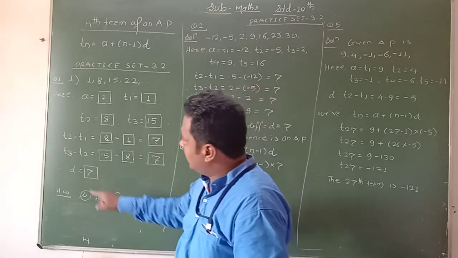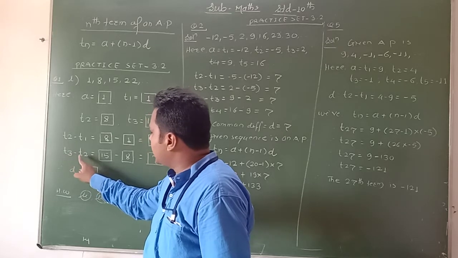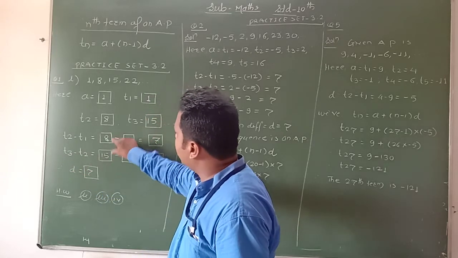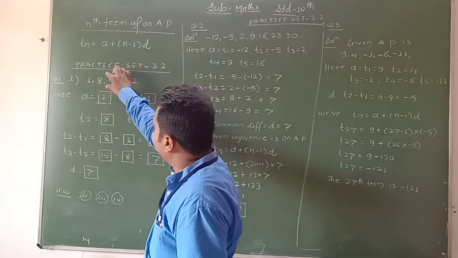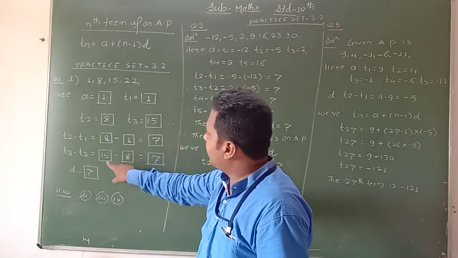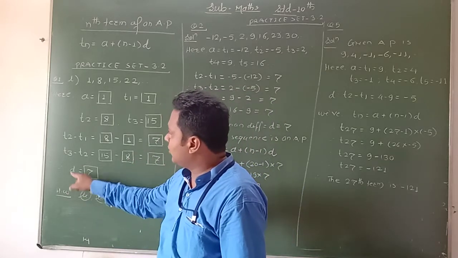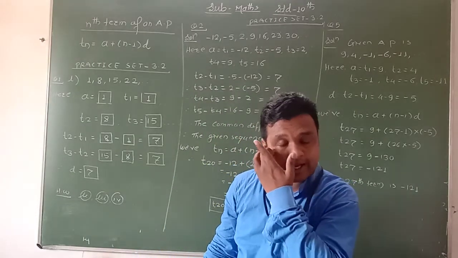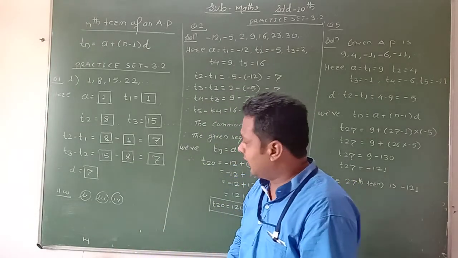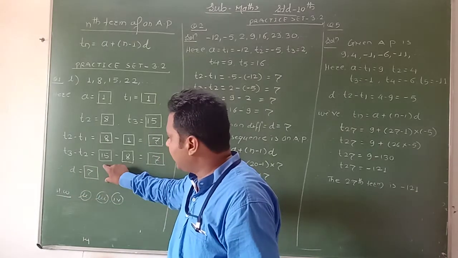Next, the third term minus the second term, that is t3 minus t2, is equal to the third term, 15, minus the second term, 8. 15 minus 8 gives 7. Therefore the difference between two consecutive terms is called the common difference and is represented as d. So d is equal to 7. You have to write that in this box.